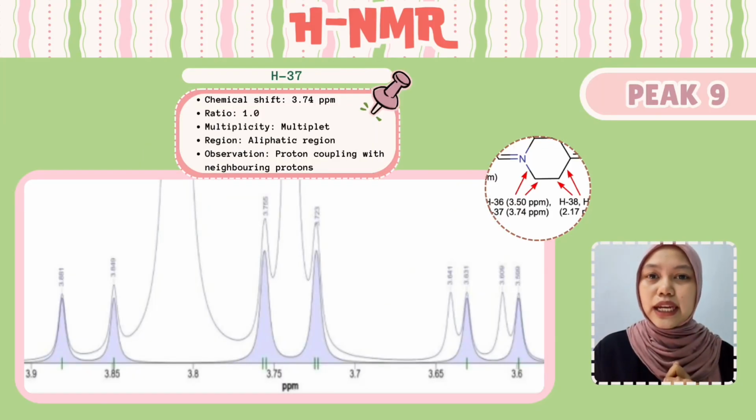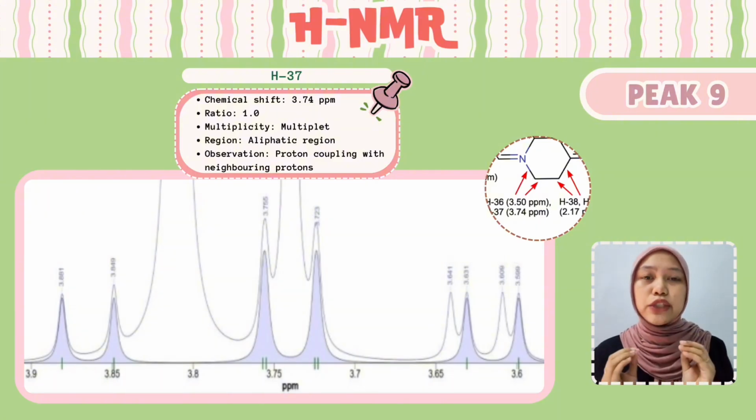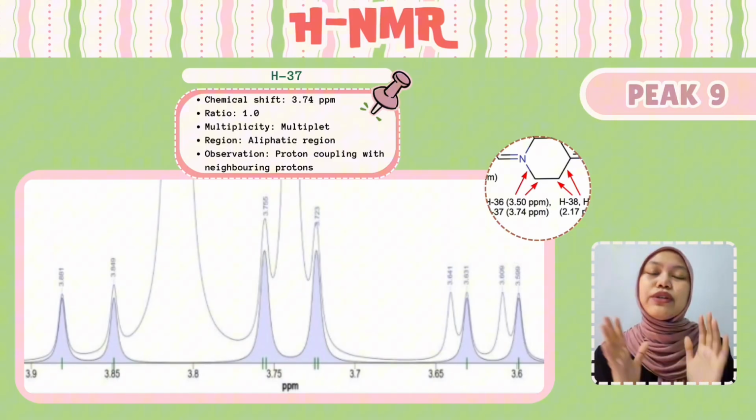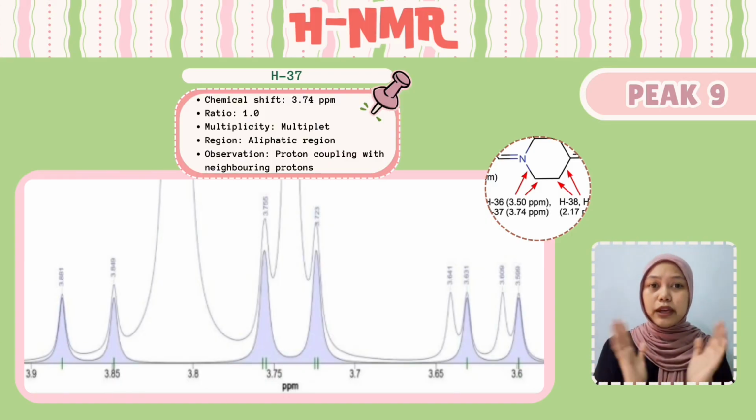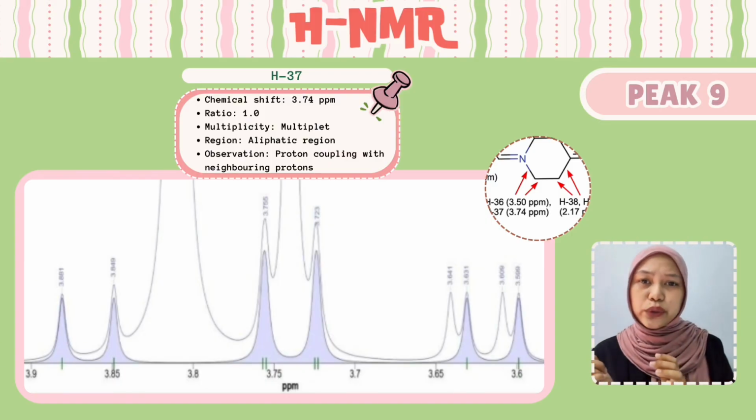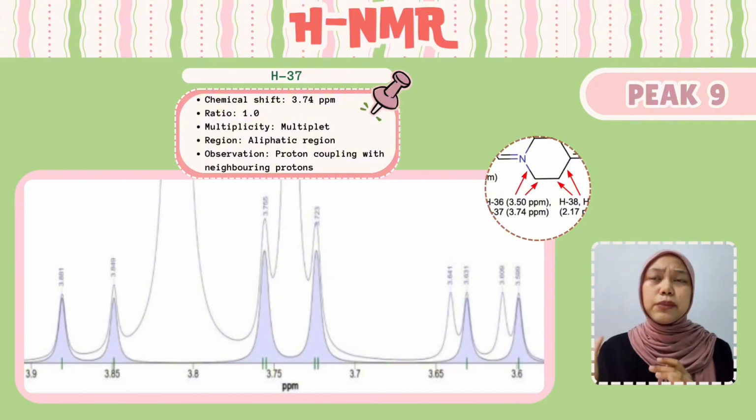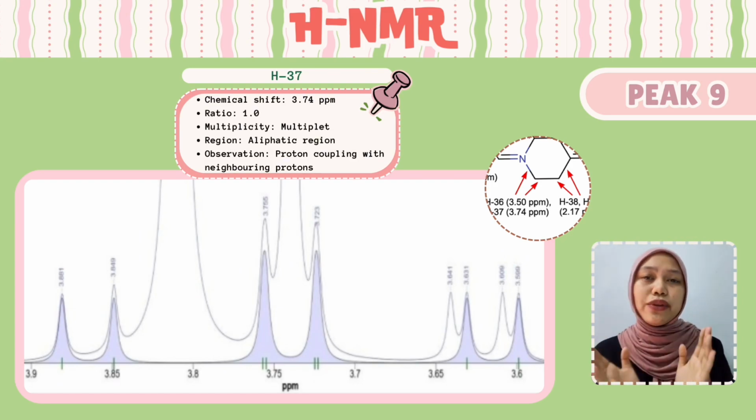Okay, for peak 9, another signal at 3.74 ppm, which is assigned to hydrogen 37 with a ratio of 1 hydrogen. Although it appears at the same chemical shift as hydrogen 42 and 43 just now, it represents a different proton environment. The signal appears as a multiplet, suggesting more complex coupling interactions with nearby protons.